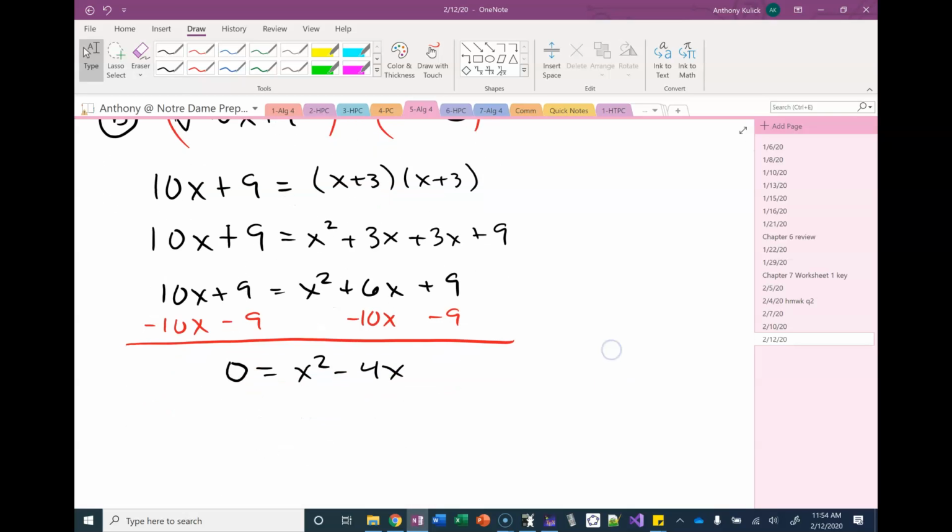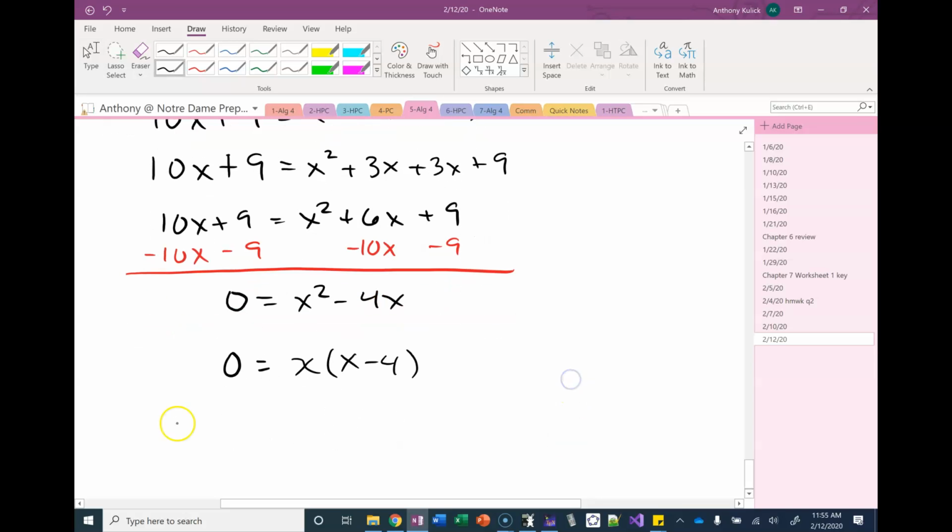Definitely is. In fact, it's the easiest kind of factoring. Since there's only two terms, I can just look for a greatest common factor here, right? Is there anything in common between x squared and negative 4x? X. So I can just factor an x out. And now when I take each of these two factors and set them equal to 0, I get x equals 0 and x equals 4.